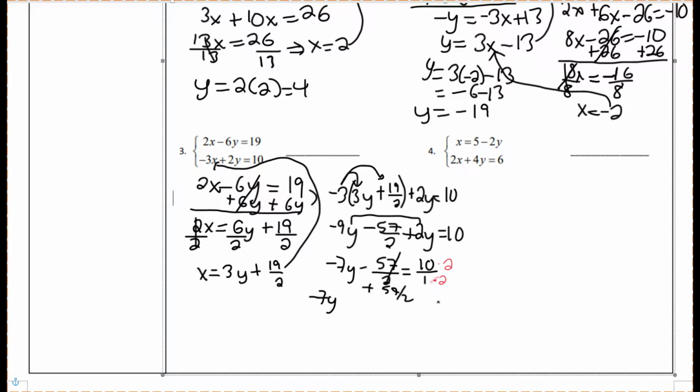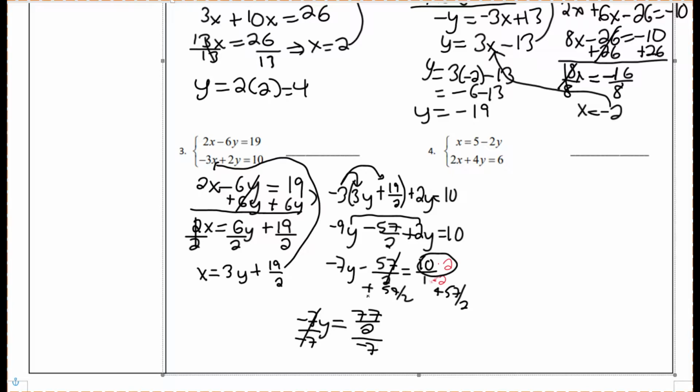So that cancels. So I get, here, let me erase this. So I get now negative 7y equal to 20 over 2, so this is now 20 over 2 plus 57 over 2. And we know that this is going to be 77 over 2, so I'm just going to go ahead and replace this with a 77 over 2. Then I'm going to divide by negative 7 on both sides. All right, so I need to divide this by negative 7.